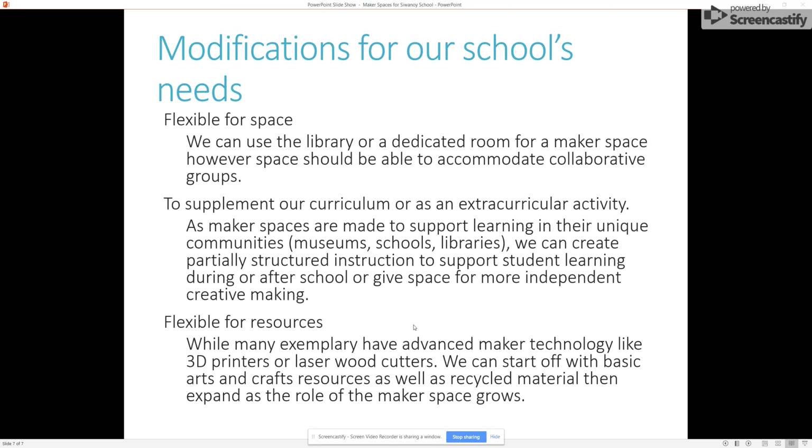So with this said, I'd like to put this to your consideration, and I welcome any questions or concerns as we think about the idea of a makerspace. Thank you.